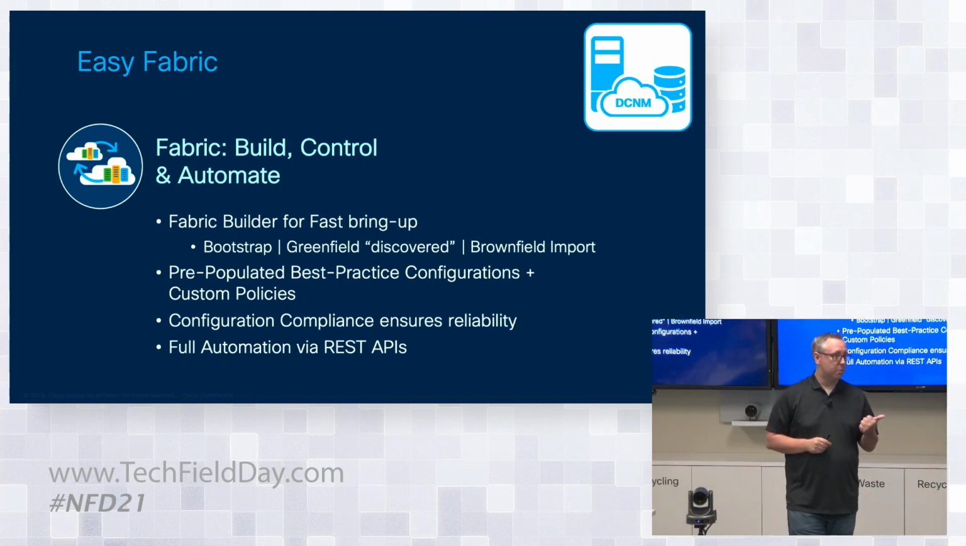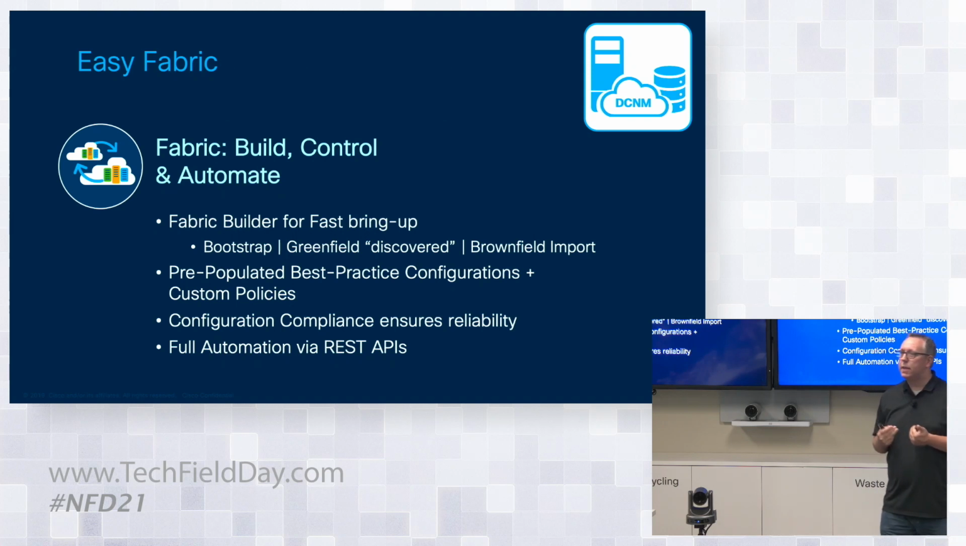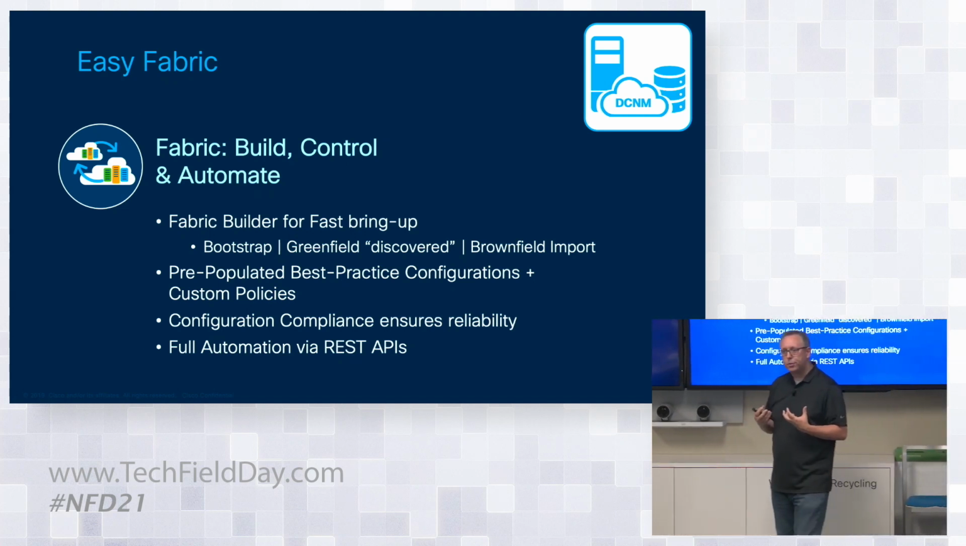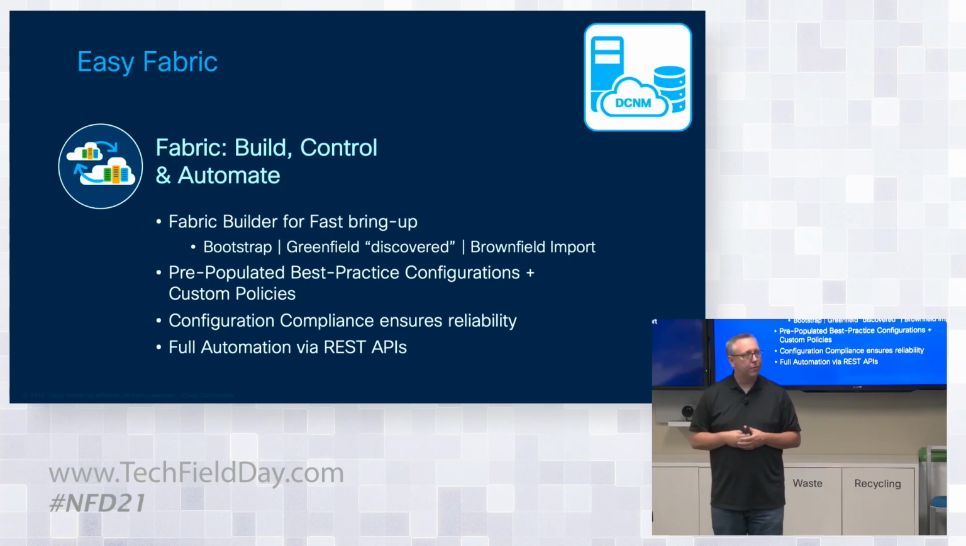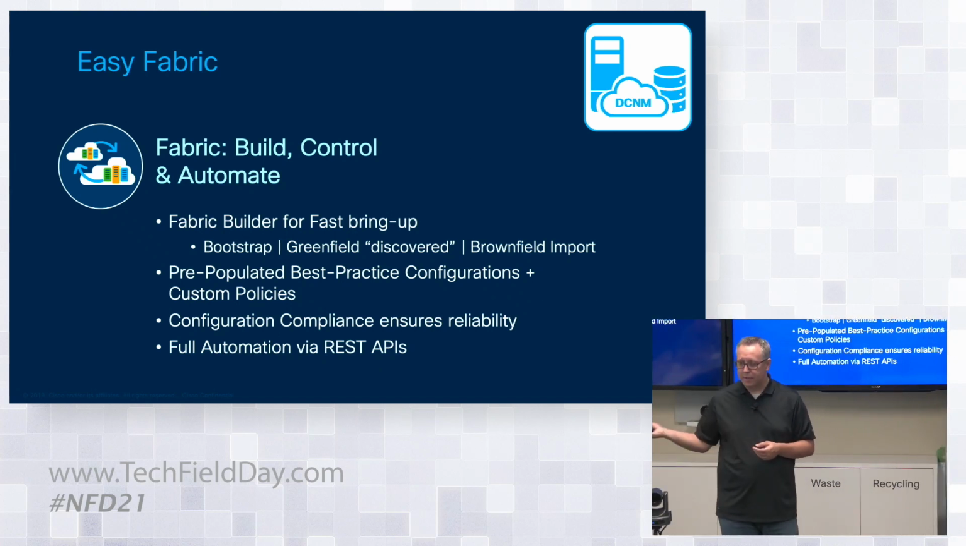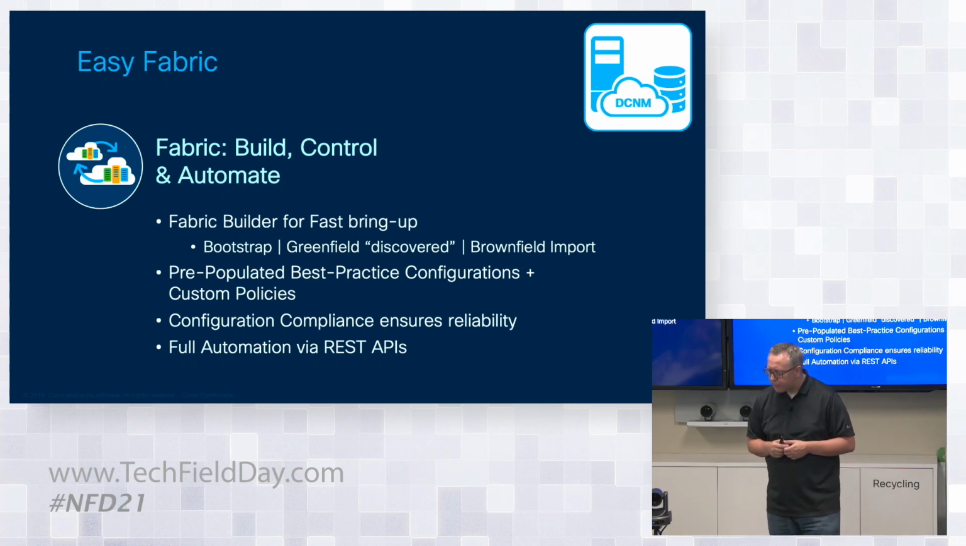This is not the only install mode. As you see here, there is something we call greenfield discovered. So if you don't like to have a DHCP server in your out-of-band network or your in-band network, and you decide to put the IP address first on the switch and then you want to discover it, we can do a full greenfield discovery of these switches, and that's what I'm going to try to show you guys later in the demo.